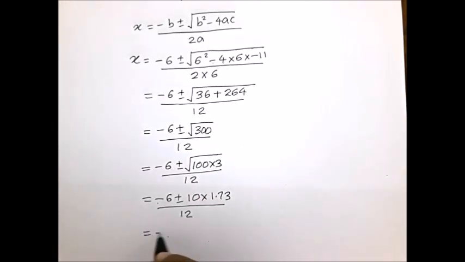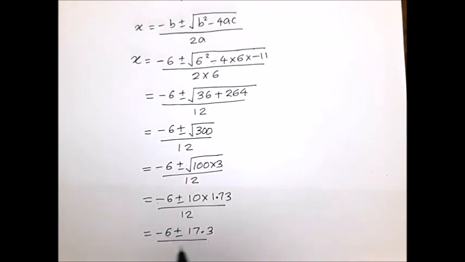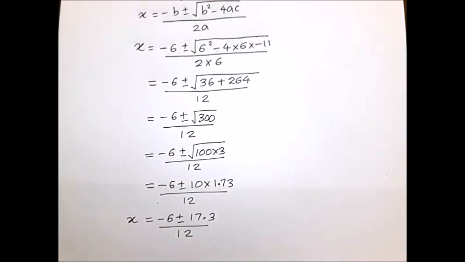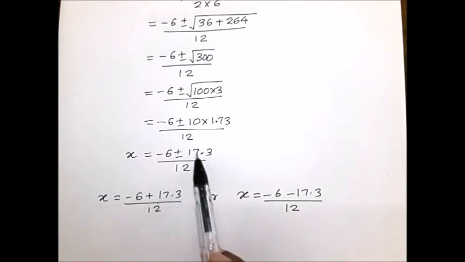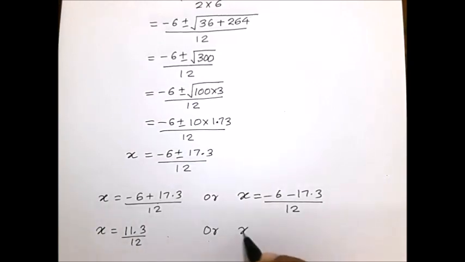Divide by 12. Then multiply these two values. 10 multiplied by 1.73. You have to move the decimal point. 17.3. Divide by 12. Now I am going to separate this answer into two parts, plus 17.3 and minus 17.3. Different signs, subtract and put the sign of the larger one. It is 11.3 divided by 12. Same sign, add these two and put the minus sign. When you add these two, it is minus 23.3.